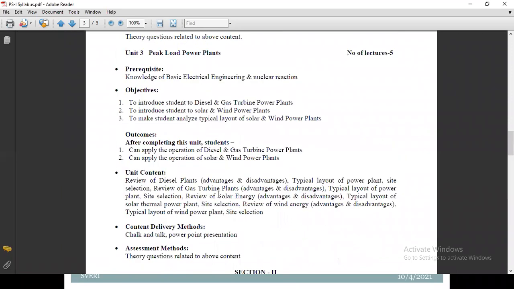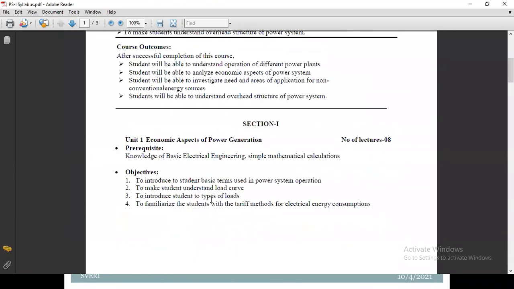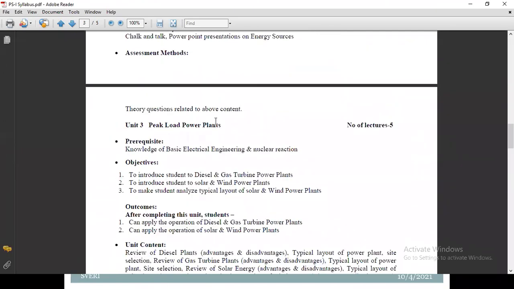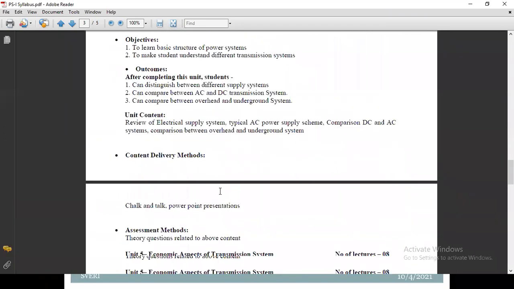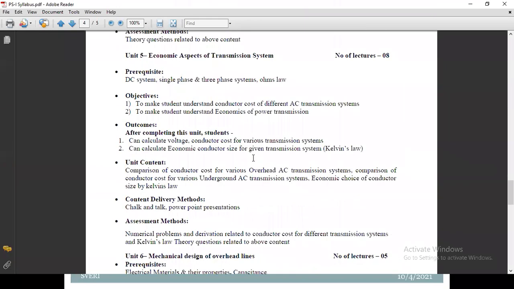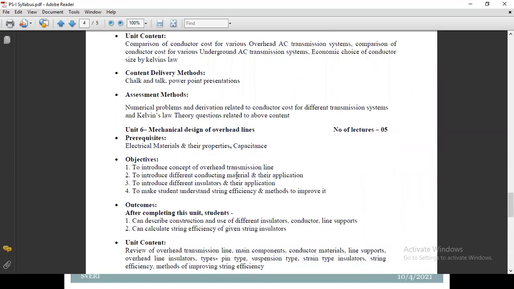So these are our 6 chapters. First chapter is economic aspects of power generation, base load plant. Then third, peak load power plant. Then fourth chapter, general structure of power system. Then fifth chapter, economic aspects of transmission system. And sixth chapter, mechanical design of overhead transmission line.